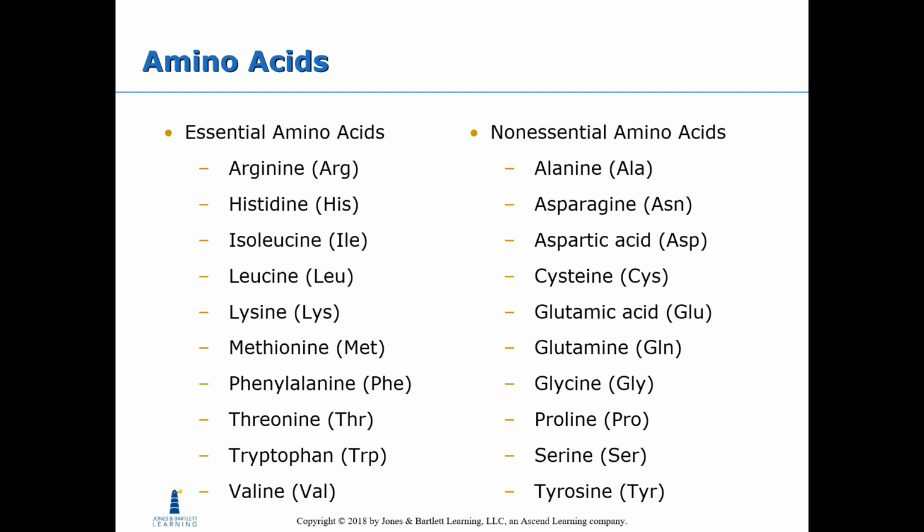So these amino acids we actually have to consume in the diet because our bodies are not able to produce them or take other substances in our body and convert them to these amino acids. So these have to be supplied in our diet. Non-essential amino acids include those amino acids that we can produce ourselves.